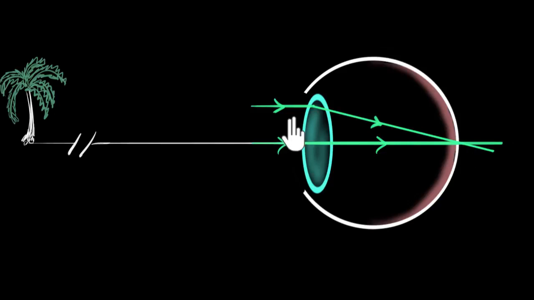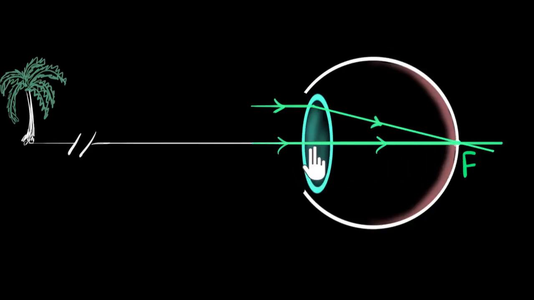Does that make sense? Because any parallel ray of light after refraction through a thin convex lens passes through the principal focus. And so this has to be the principal focus of our eye. So right now, that is the principal focus of our eye, and this is the focal length. This distance is the focal length.